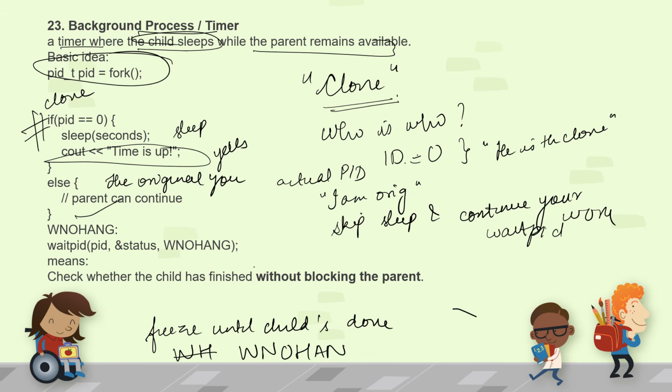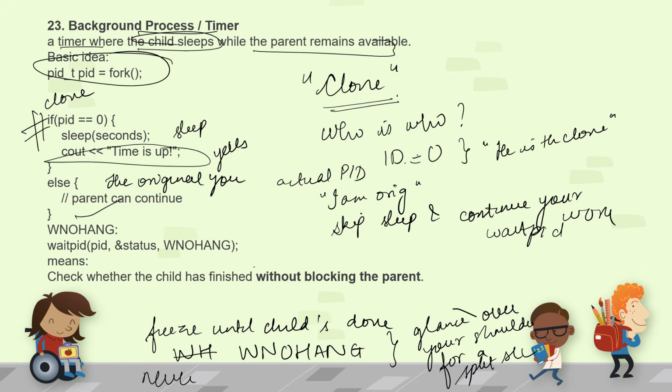WNOHANG, the no hang trick. It lets you just glance over your shoulder for a split second. If the clone is still working, you'll instantly look away and keep doing your stuff. You never get blocked.